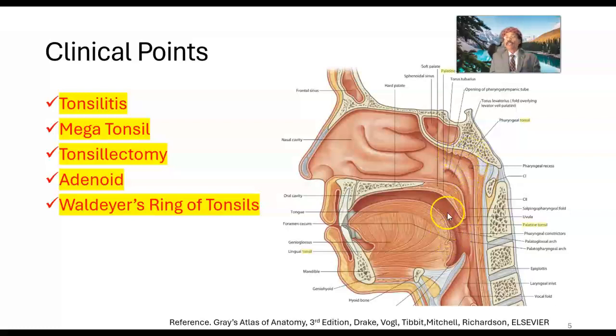They form a ring at the junction of the pharynx with the oral cavity. This is the oropharynx, this is the nasopharynx area. Okay, and this ring of tonsils is called Waldeyer's ring of tonsils. The pharyngeal tonsil may be large, we call it adenoid, that may block the nasal passage, so the child may be a mouth breather.